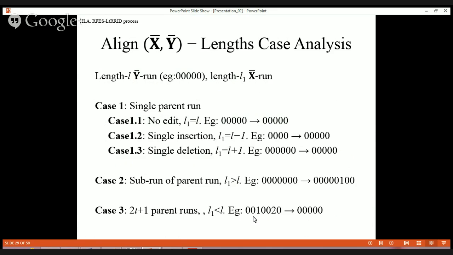So there are 3 runs of the same symbol as in the Y hat run, which are 0, 0, 0, 0, and 0. They are separated by t, that is, 2, length 1 runs of different symbols. Here there's a length 1 run of symbol 1, and here is a length 1 run of symbol 2. By deleting this 1 and this 2, we obtain the length 5, 0 run.